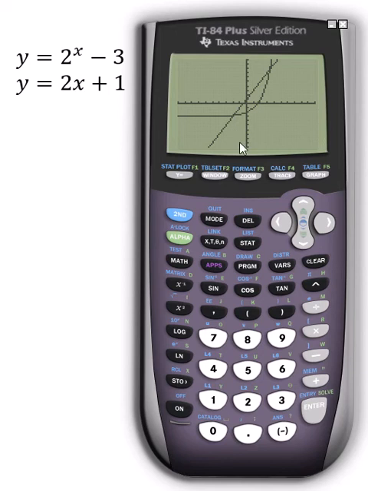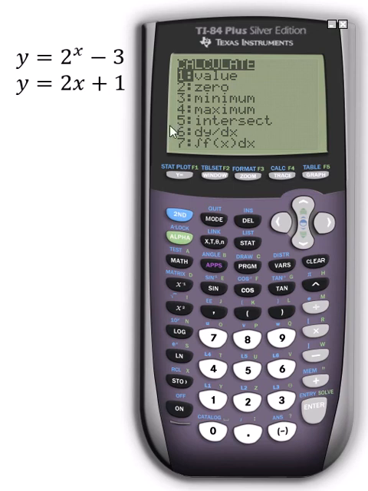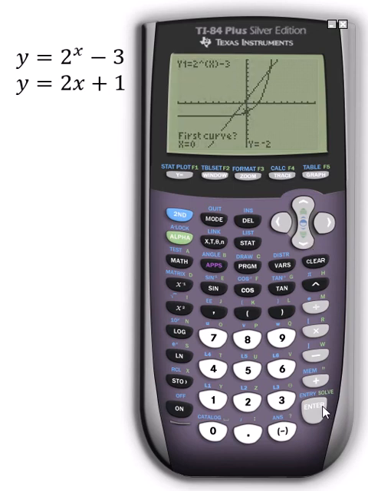Now the best way to find those with your calculator is just to ask it, where do these two curves meet? And we do that using the calculate menu, which is right here, it's in blue. So I'm going to hit second calc, and you can see option number 5 is intersect. So I want to know where two curves intersect. Now my calculator is going to ask me, which curves are you talking about? In this case, we're only graphing two curves, right? y1 and y2. But I could have a whole host of different curves on the screen at once.